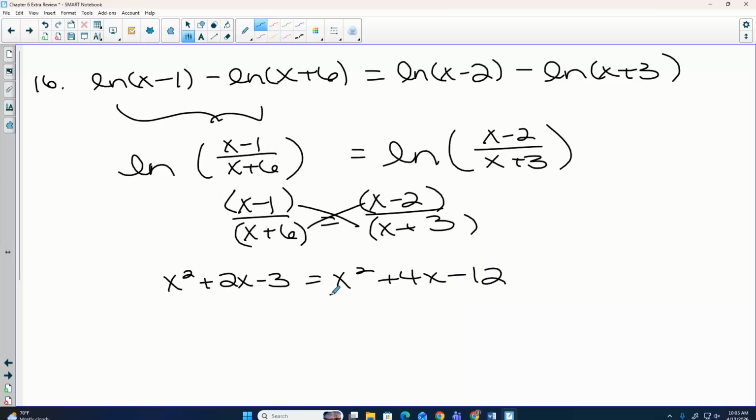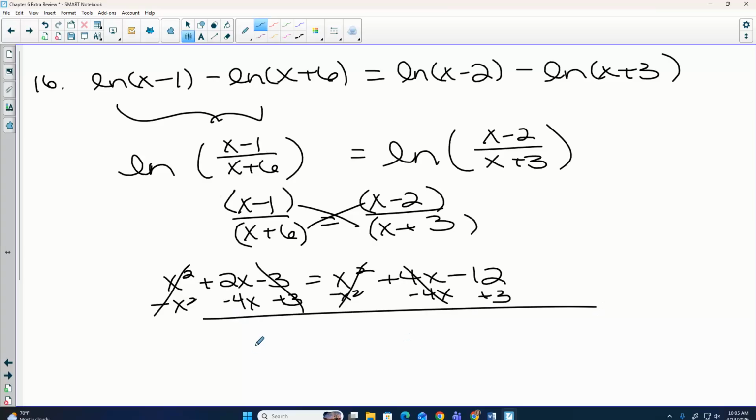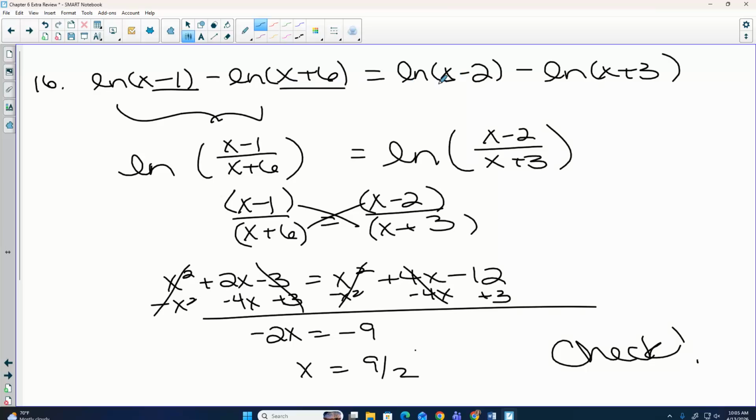If I subtract my x squared, it's actually kind of nice because those cancel out, so now it's just linear. If I bring over my 4x, bring over my 3, I get negative 2x equals negative 9. Divide, and that's 9/2, or 4.5. Check it. 4.5 minus 1 plus 6 minus 2 plus 3, all of those are positive, so that answer works.